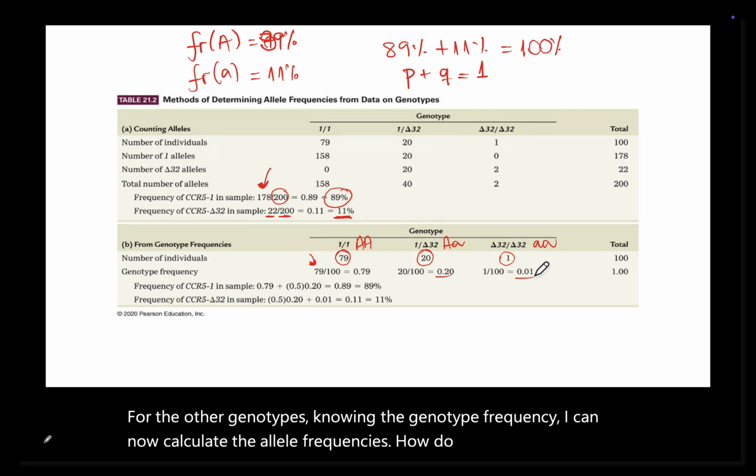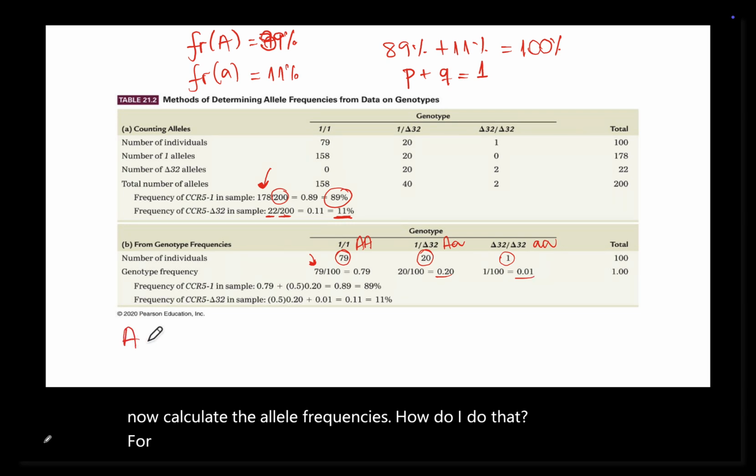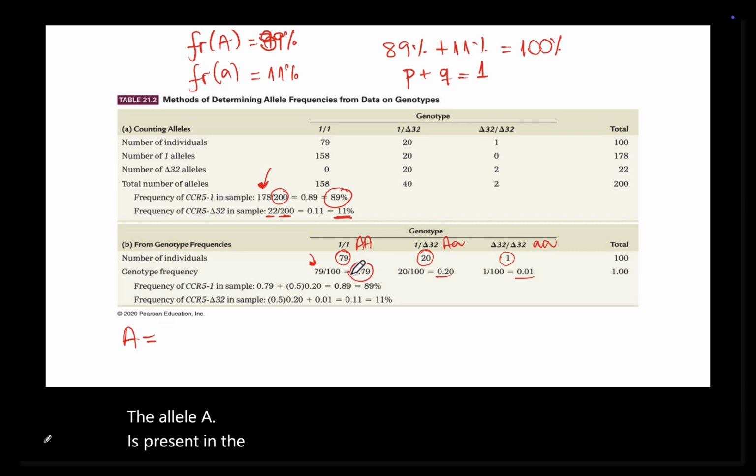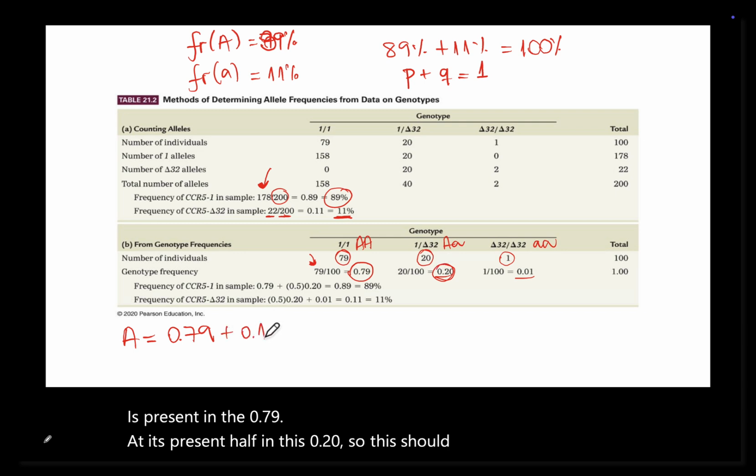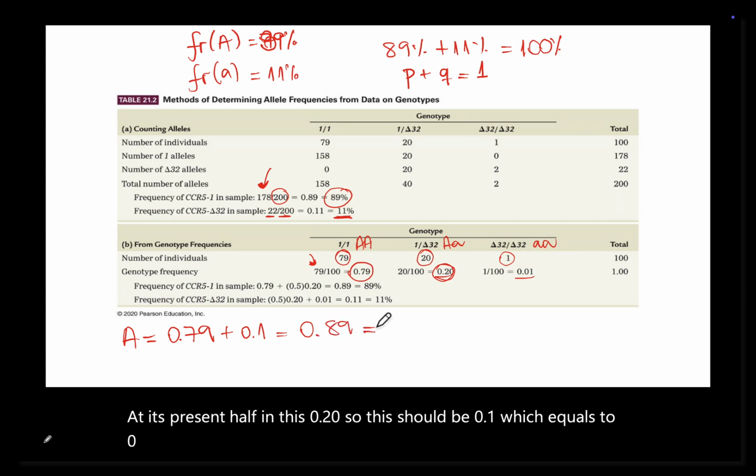How do I do that? Well, for the allele A, how do we calculate that? The allele A is present in the 0.79, correct? And is present half in this 0.20. So this should be 0.1, which equals 0.89, which is 89%.